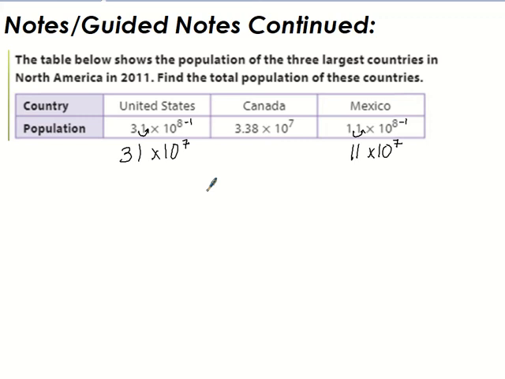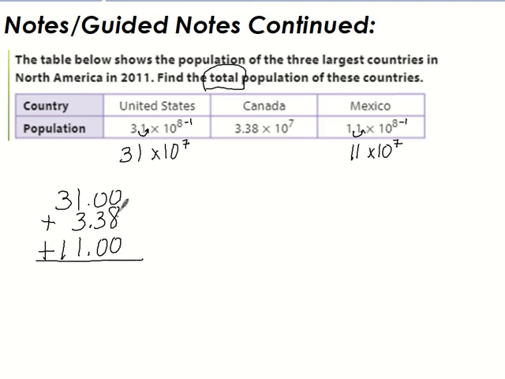Now that I have them all in the same base, I can find the total. If I want to find the total, I just add them together. So I'm going to go 31 plus 3.38 plus 11. We get 45.38, bring my decimal down. So we get 45.38 times 10 to the 7.